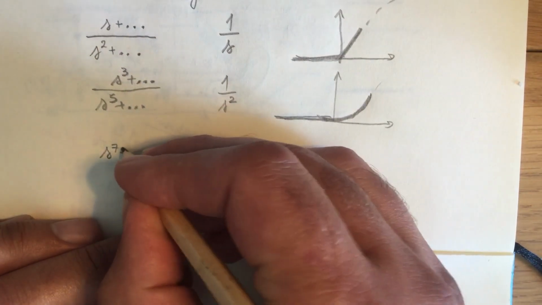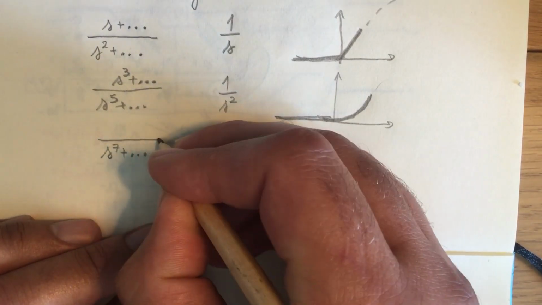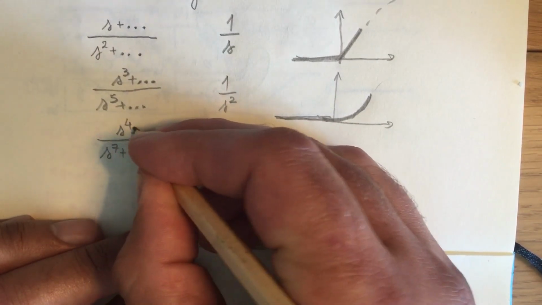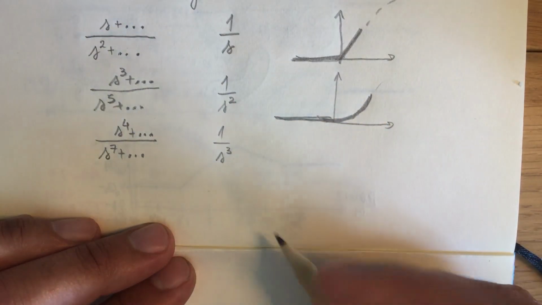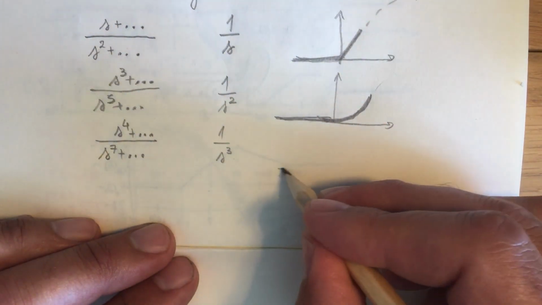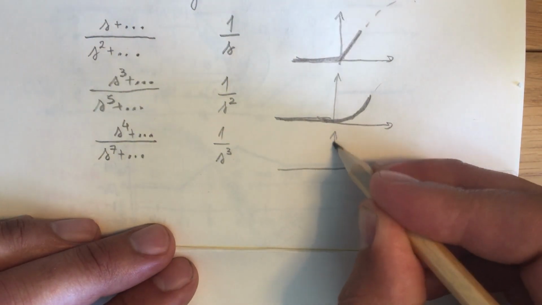If the difference between the number of zeros and poles is 3, we will have a step response beginning just like the step response of 1 over s cubed.